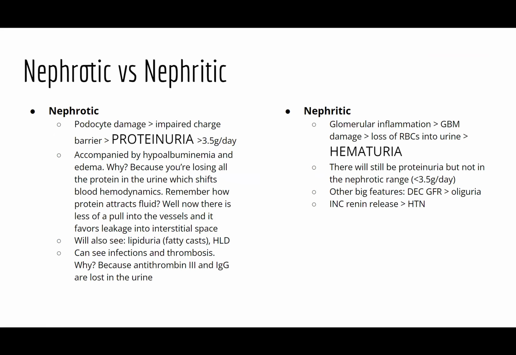So nephrotic, I remember this because nephrotic, ROT, proteinuria, but essentially you get podocyte damage, so you have an impaired charge barrier, and the biggest thing is you're going to have proteinuria, so it's more than 3.5 grams daily. So that's going to be your big thing. If you're looking at the vignette and they have the more than 3.5, it's a nephrotic syndrome. Now if you have protein coming out in the urine, conversely, you're going to have hypoalbuminemia. So you're going to have low protein in the blood, and then you get edema.